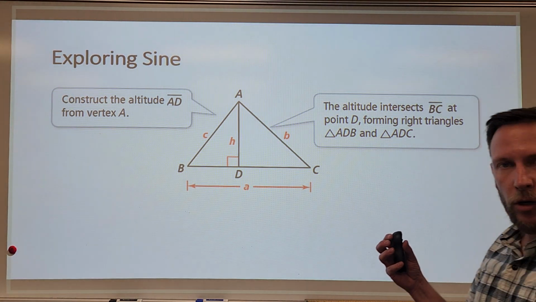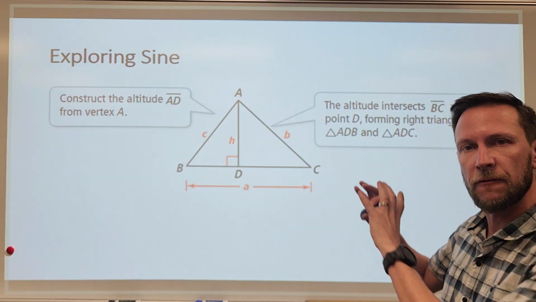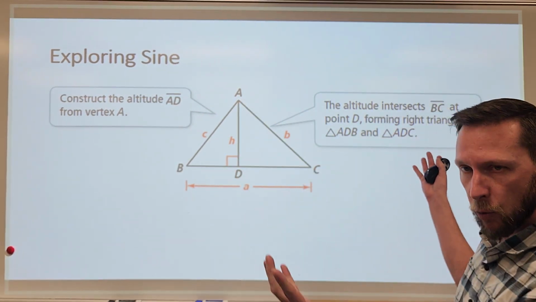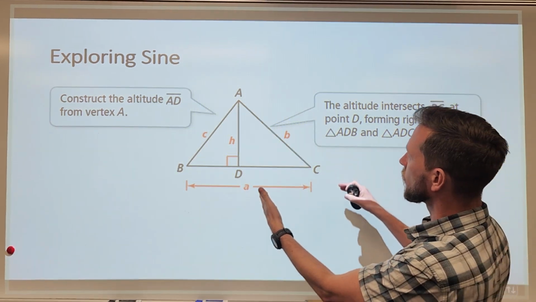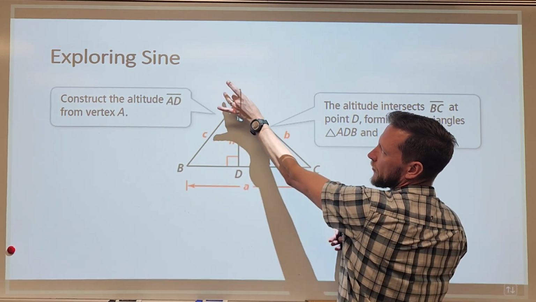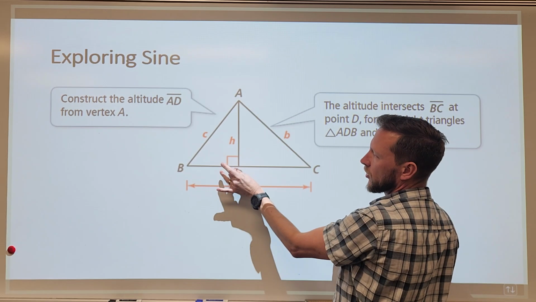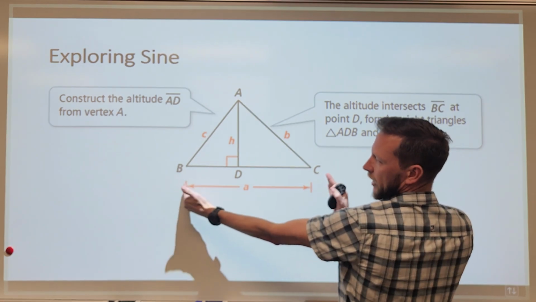And so we're going to explore the sine ratio first, and then we'll do some exploration with cosine. So this is going to focus on the law of sines. It's kind of like part one. And the goal here is to recognize that we have this triangle ABC, and we've drawn an altitude from this vertex over to side BC, which has the length of A.